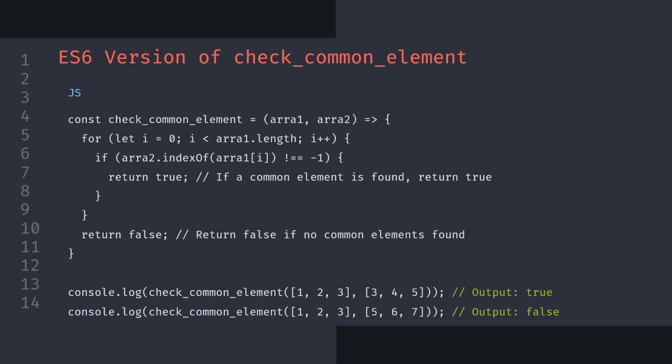The ES6 version introduces modern JavaScript syntax. Let is used for block scoped variables. The function is written as an arrow function, making it more concise. The logic remains the same, ensuring consistent functionality.